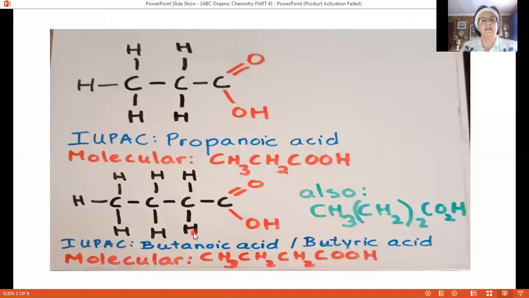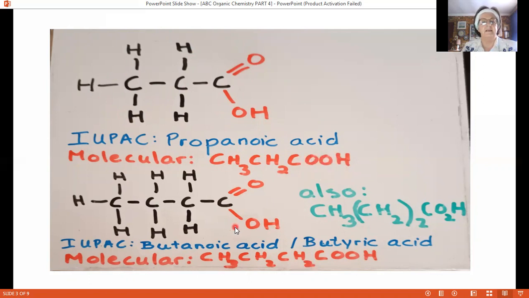Right. The next structure that we can look at is where we've got three carbons. So it's meth, eth, prop. Propanoic acid. So it is then propane, the E gets oic acid. The molecular formula then is your CH3, CH2, COOH. We can also write these two O's as O2H, right?